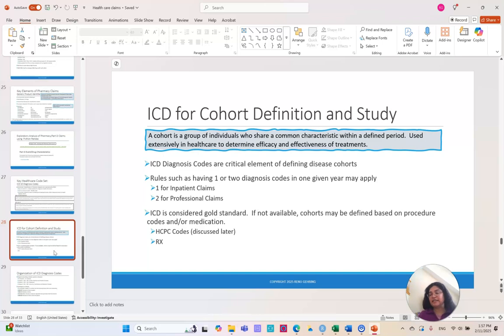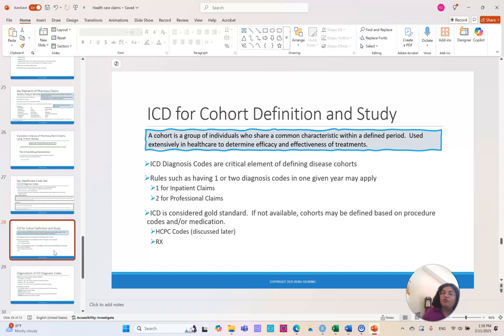So what is it useful for? Well, ICDs are really the gold standard for determining whether a cohort has a particular disease. So, stepping back, what is a cohort and why is that important? A cohort, in terms of research and medicine, is a group of individuals who share a common characteristic within a defined period. So, for example, a group of individuals who have diabetes within, say, 2024 and 2025.